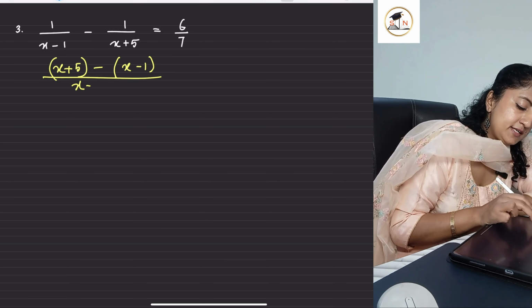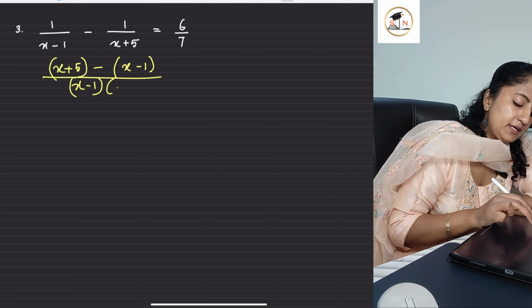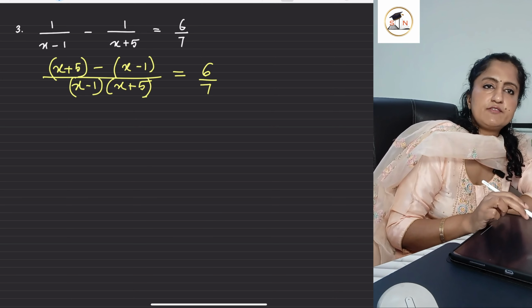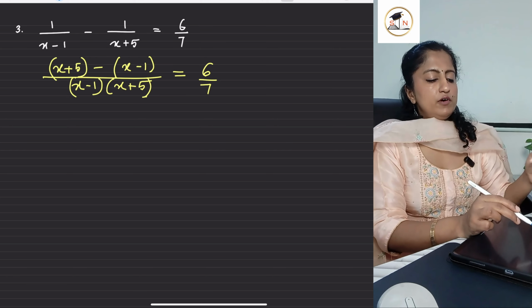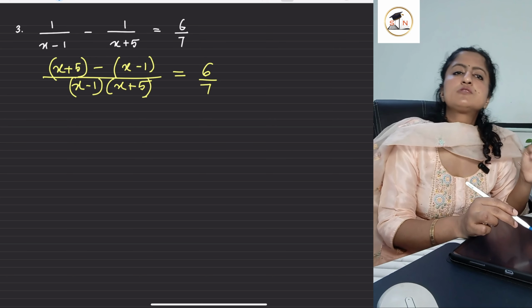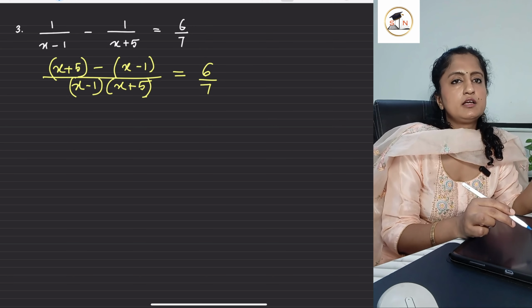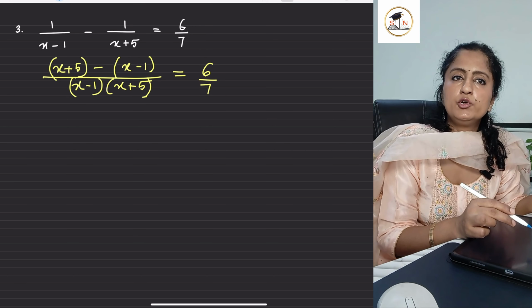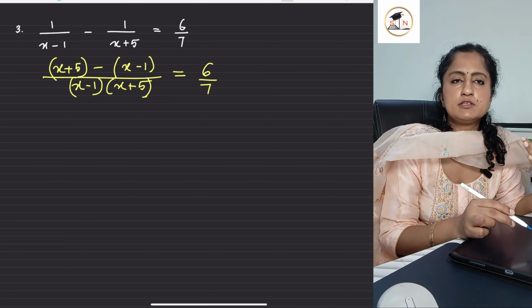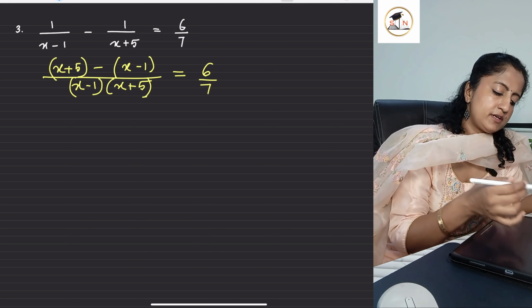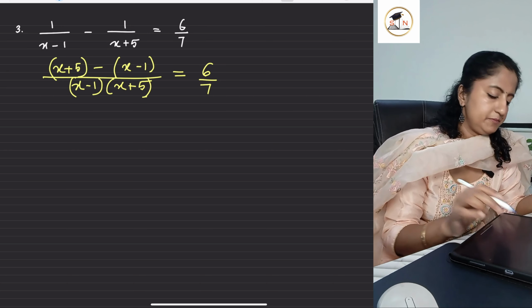In the denominator, it is the product. So I'm writing (x - 1)(x + 5) = 6/7. In such questions, you first need to simplify and reduce it into the standard form, and after that you have to find your roots, either by factorization or by quadratic formula. However, currently we are just simplifying.